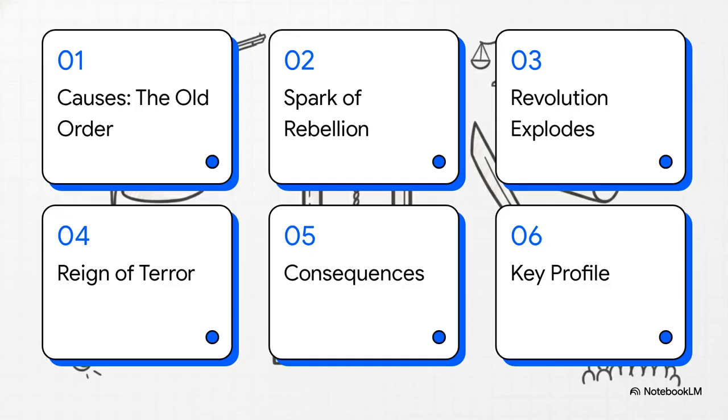Here's our roadmap for today. We're going to follow a foolproof framework. First, causes, the old order. Second, the spark of rebellion. Third, course, the revolution explodes. Fourth, course, the reign of terror. Fifth, consequences, a changed world. And finally, number 6, a key profile on Maximilien Robespierre.